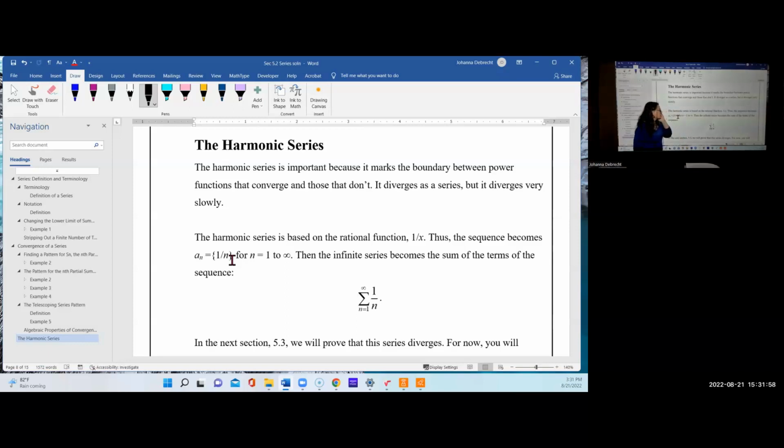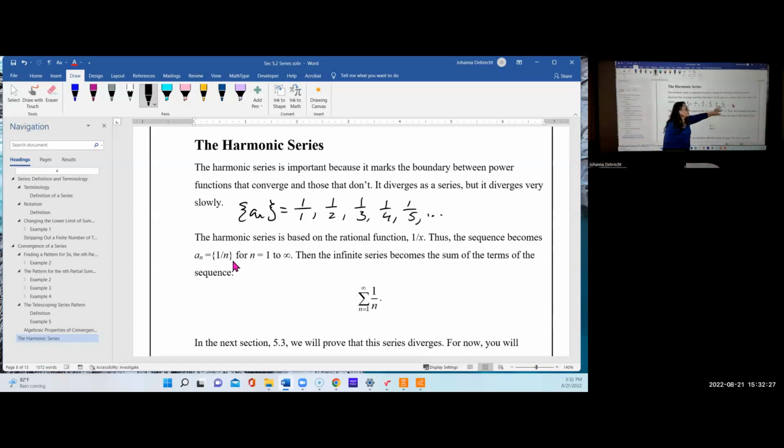It's based on the rational function 1 over x, and the sequence becomes the list of values 1 over n. So the sequence a sub n is simply the list of values from 1 to infinity. So 1 over 1, 1 over 2, 1 over 3, 1 over 4, 1 over 5, and so on. And you can see quite clearly that the sequence itself is going to converge towards 0. The values are getting smaller and smaller and approaching 0.